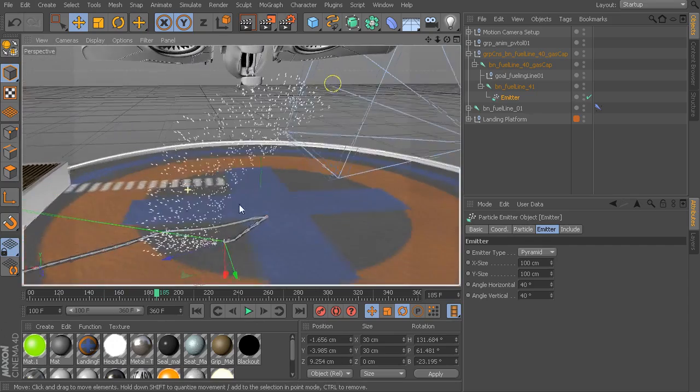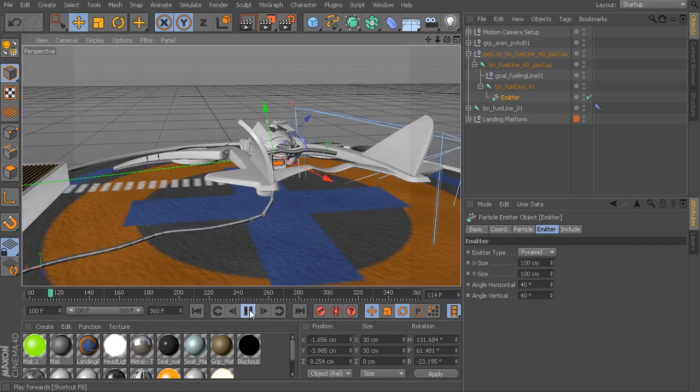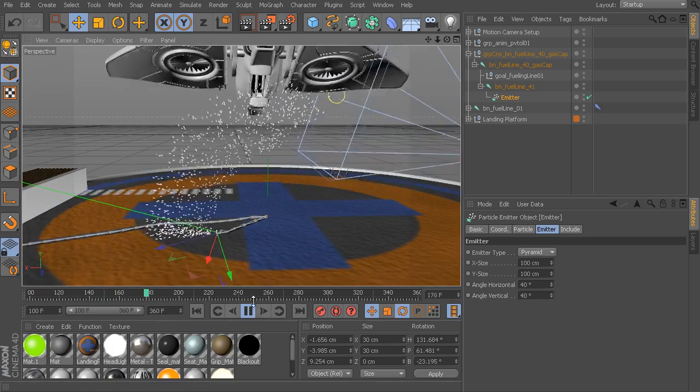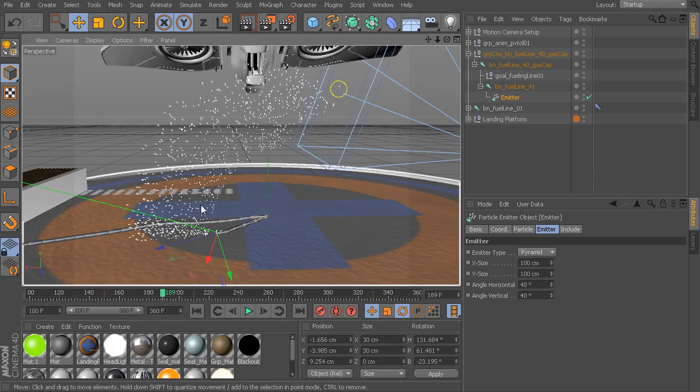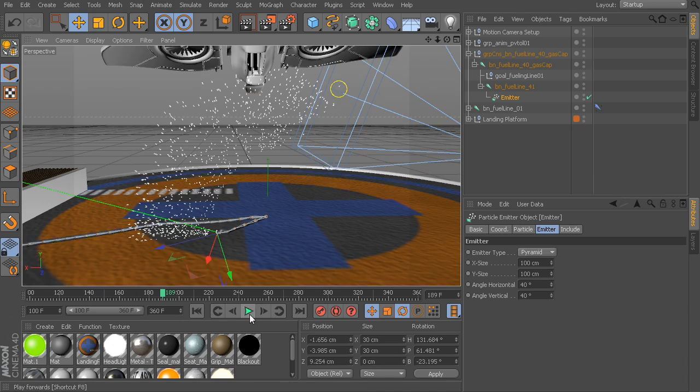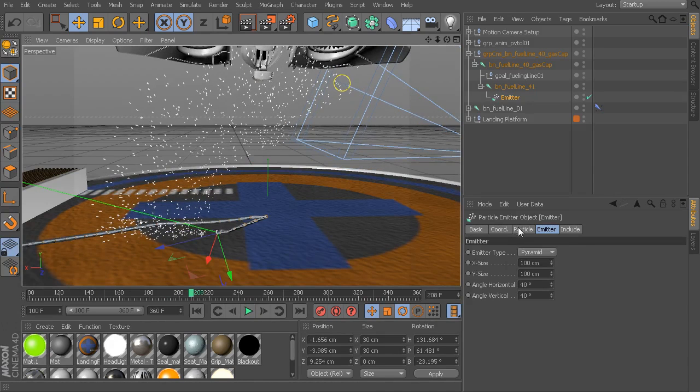Okay, so we're starting to get there. We now have a little bit more variety in the overall movement of our particles. Now we have a little bit of spread, starting to get a better feel here.